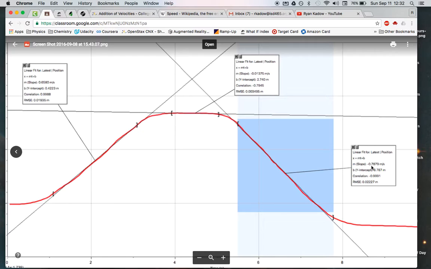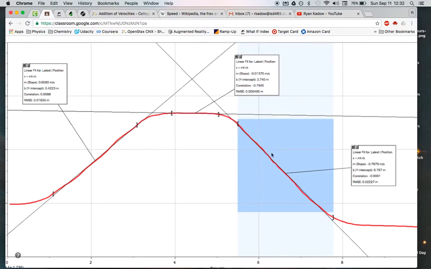The final thing I'd like to point out is that this negative slope is slightly steeper. It's about almost 0.8 meters per second. This positive slope is ever so slightly shallower. It's about 0.65. And so that suggests that steepness of slope does in fact indicate how quickly an object is moving away from the sensor in this part or back towards the sensor in this part.